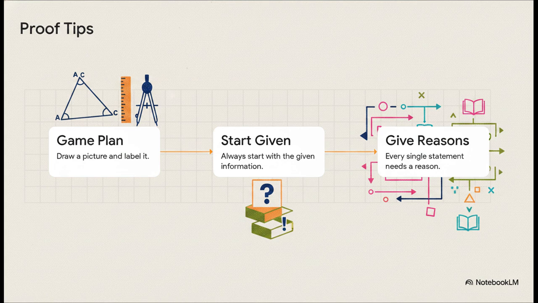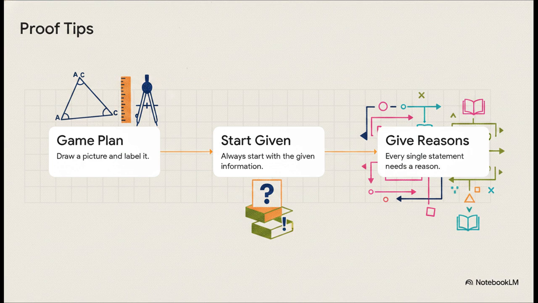And listen, don't let proofs intimidate you. They're essentially just really structured logic puzzles. Here are the core steps to beat the game. First, make a game plan. Draw out a picture, label what you know. Second, always start with your given information. Those are the freebie facts the problem literally hands to you. And third, and this is the golden rule of geometry, folks, give every single statement a reason.